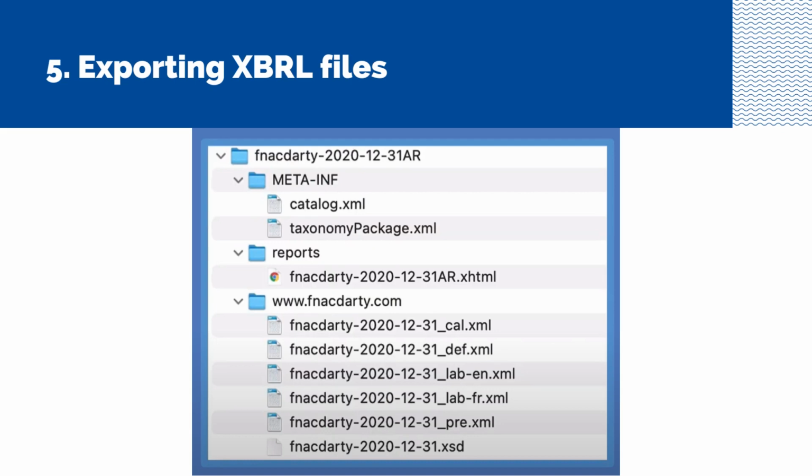The second XBRL file, which is mandatory, are the XBRL zip files. The XBRL zip files contain all the mandatory files, namely the taxonomy and the XHTML file. Let us now move to the next steps to be taken in 2022.